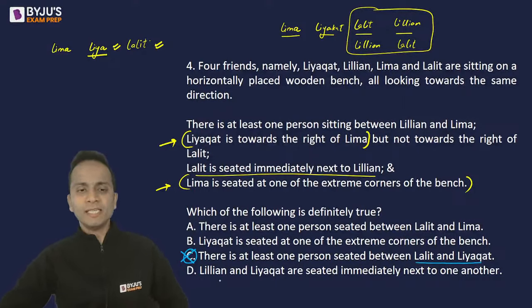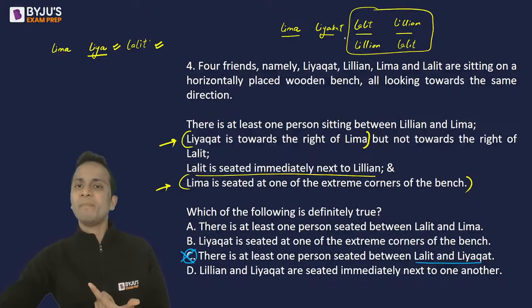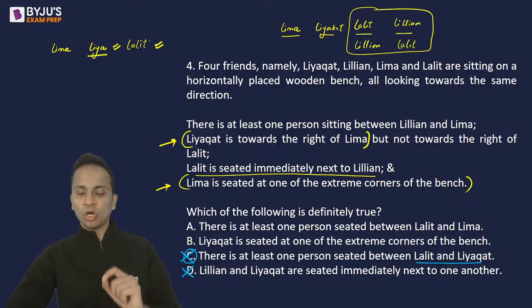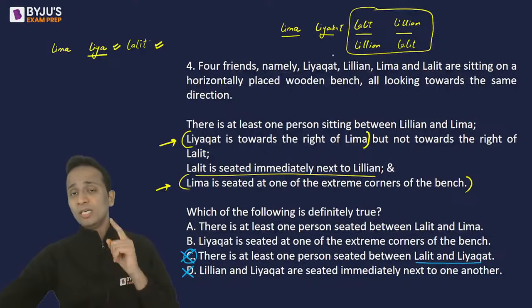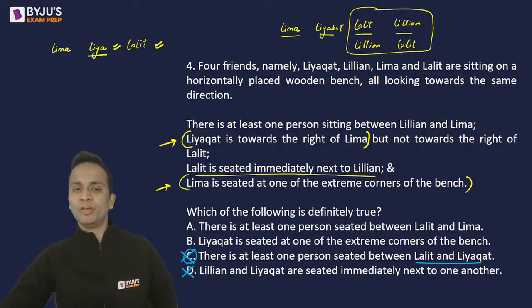Option D says Lillian and Liaquat are seated immediately next to each other. So Lillian and Liaquat are sitting together. Yes, they may or they may not. So option D will also not be definitely true. Option D will not always be true. Look at both the arrangements that I have made. Lillian and Liaquat may be together, they may not be together.